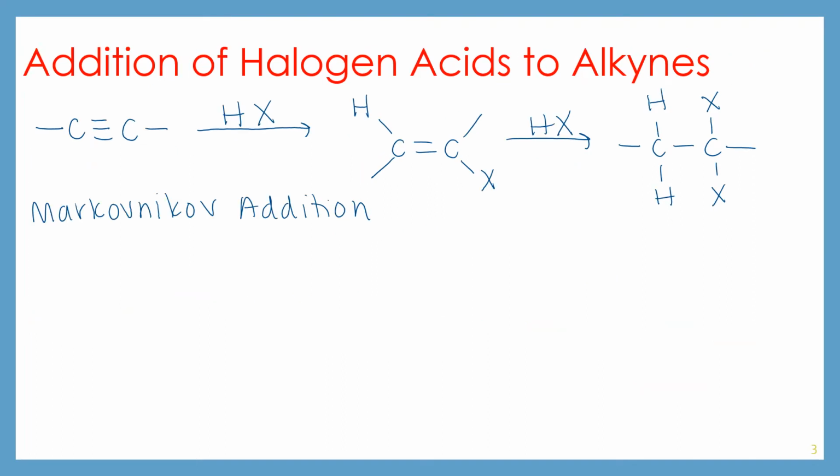Let's take a look at the addition of a halogen acid to an alkyne. This is, again, a Markovnikov addition. So even though we have an alkene as our product, we want to make sure that the hydrogen atom goes to the less substituted carbon, so that we end up with the more substituted halogen. And then if you were to add another equivalent of halogen acid, the hydrogen atoms actually end up on the same carbon, and the halogen atoms end up on the same carbon.